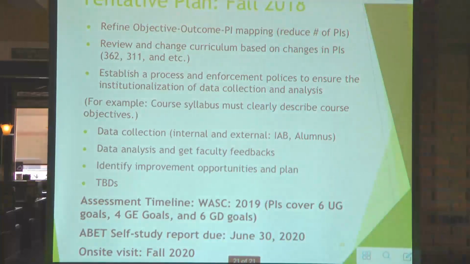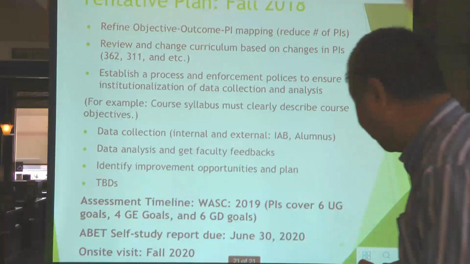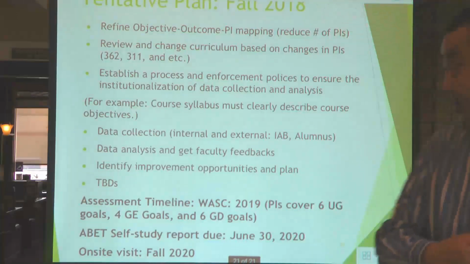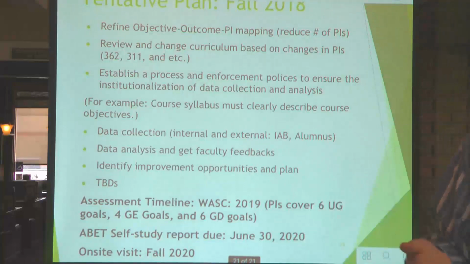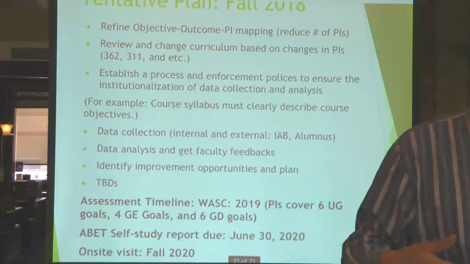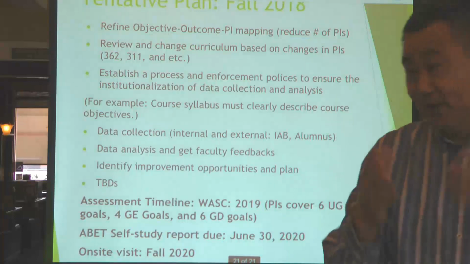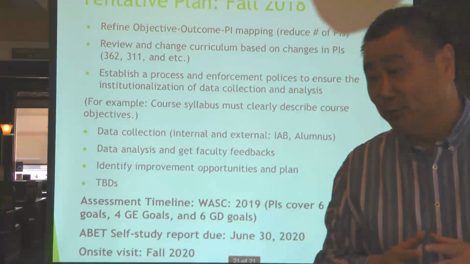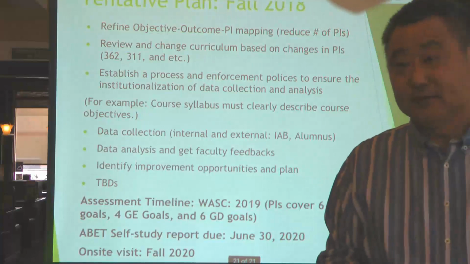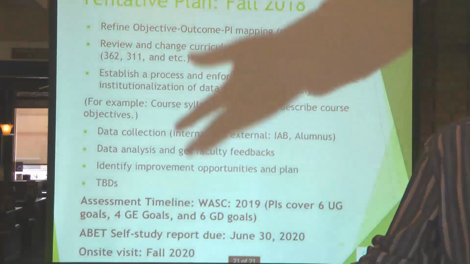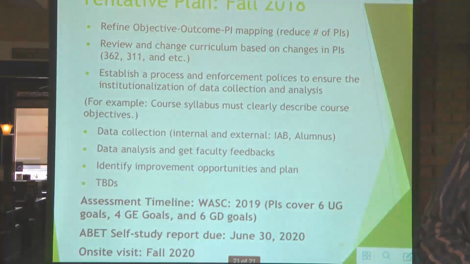And for ABET, we have a couple of important milestones. By June 30, we need to come out with a self-study report. So that's the due date. Before the assessment team shows up, they need to read it first. Okay, that will drive what they're going to see on site. And so this obviously is important. The actual on-site visit will be fall 2020. Okay, so I guess the date will be determined later.